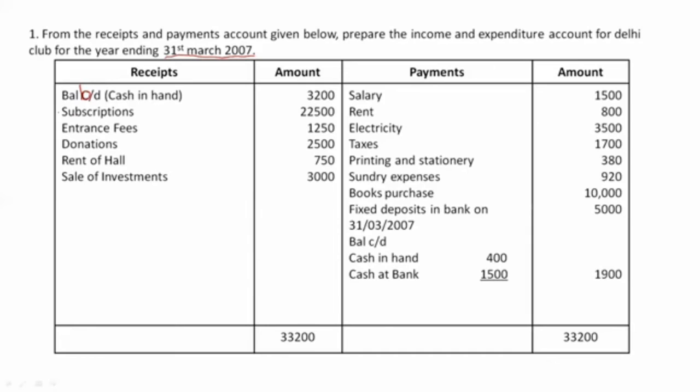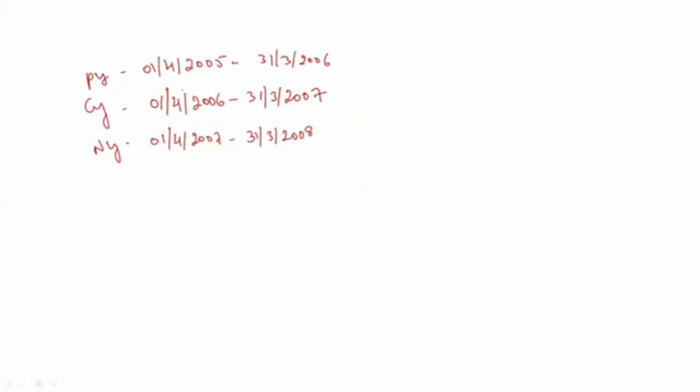Then we have subscriptions. We know that for an NGO or an NPO, subscriptions are common. They are the main source of their income, so we treat it as revenue income for a non-profit organization. In this particular question, the subscription year is not mentioned. In certain cases they will mention subscription for 2 to 3 years; in that case you have to take only the amount related to the current year. Here nothing is mentioned, so it is related to the current year itself. So I will take subscriptions on the income side.